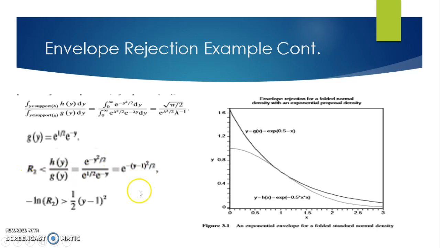So generating from this and going down to the section below, taking the ln of both sides, the log of both sides, so that we can get that e variable out of it. We have the negative ln of the random variate is greater than 1/2 (y minus 1) squared. Doing this, we'll generate this graph right here.